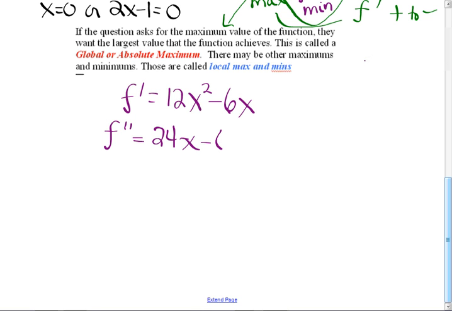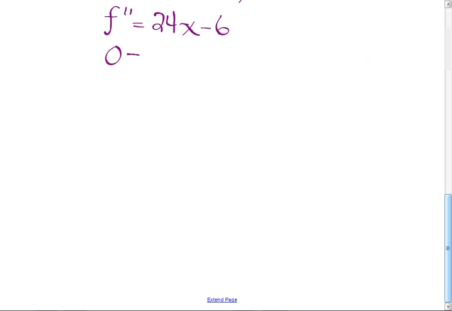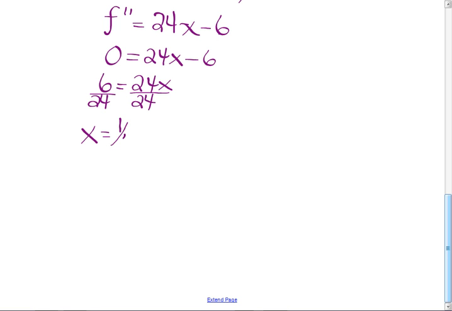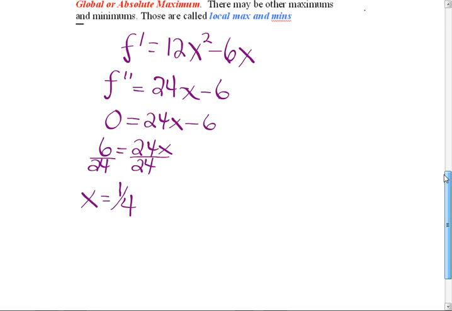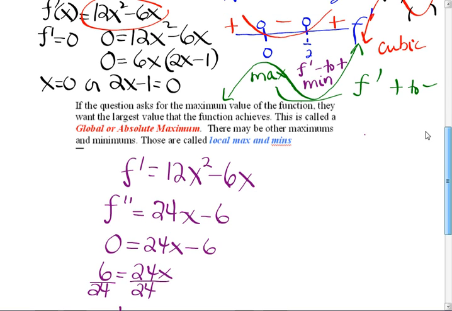24x minus 6. I'm looking for possible inflection points. That would be where this is 0 or undefined. So this is 0 when x is, careful, it's not 4. It's 1/4. So x equals 1/4. That's a candidate. I don't know if it's an inflection point quite yet.